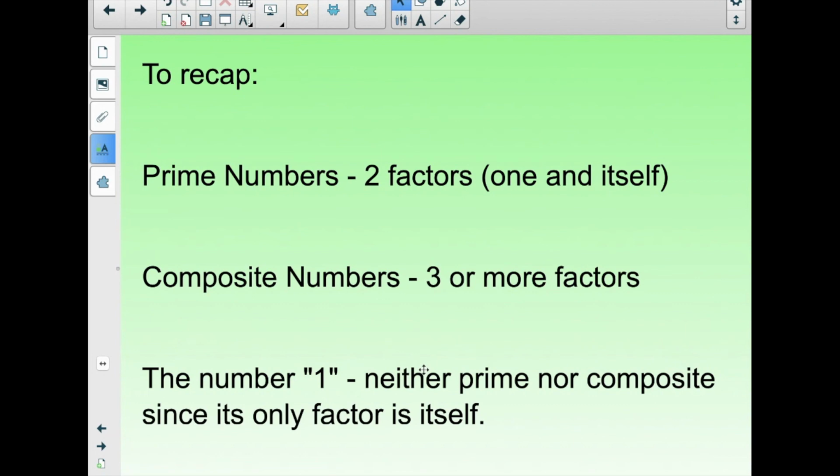So just to recap, prime numbers have 2 factors, 1 and itself. Composite numbers have 3 or more factors, and the number 1 is neither prime nor composite since its only factor is itself.